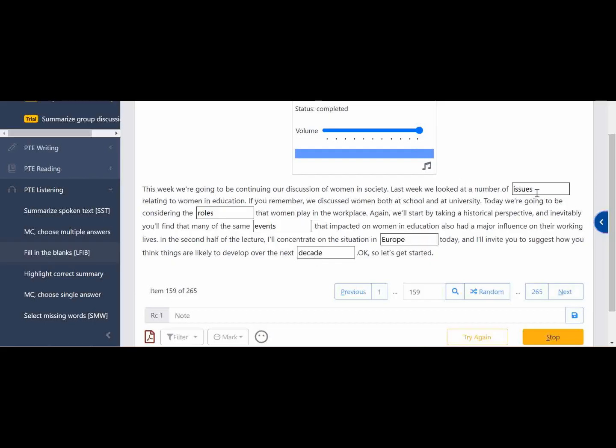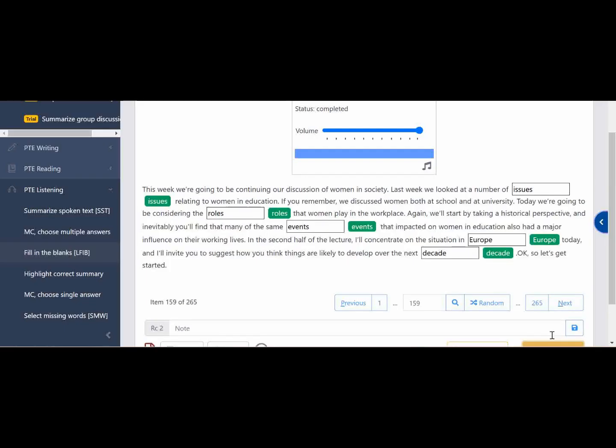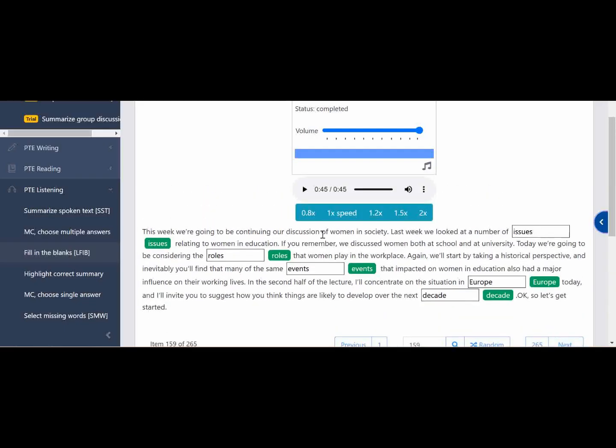So it's a number of issues. So how you will take care, it will be plural or singular. Here it is number. So number means it will not be singular. So we will use issues. Next one is considering the roles, because a woman is not playing a single role. So we will take it plural. Next is many of the same. So here it is many. So many means plural. So we will write here events. Situation in Europe. So Europe is the name of a country, so you will write E capital. And last one is the over the next decade. So let's check the answers first. Issues, roles, events, Europe and the decade.